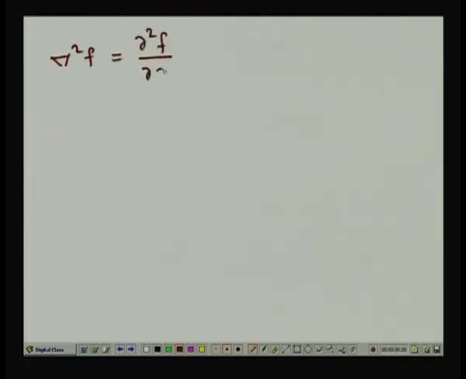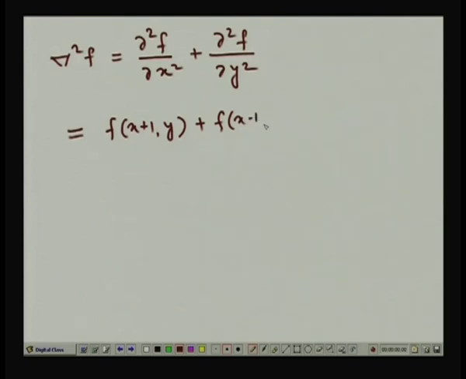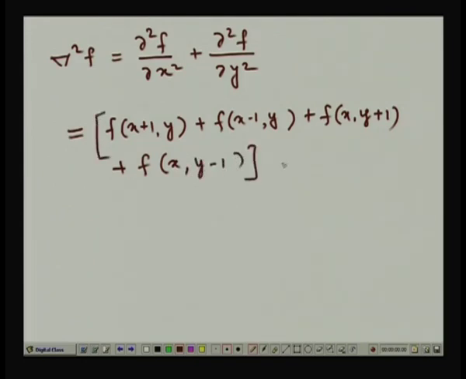del 2 f del x 2 plus del 2 f del y 2, and you will find that this will be given as f x plus 1 y plus f x minus 1 y plus f x y plus 1 plus f x y minus 1 minus 4 f x y.